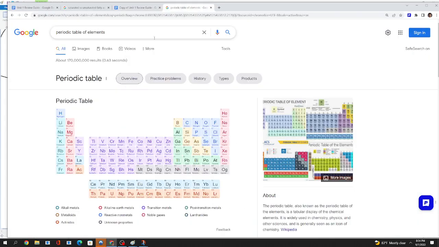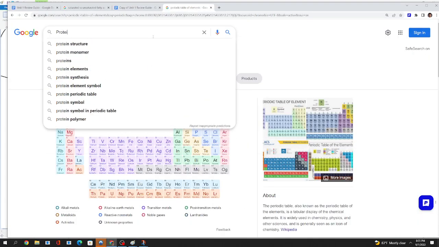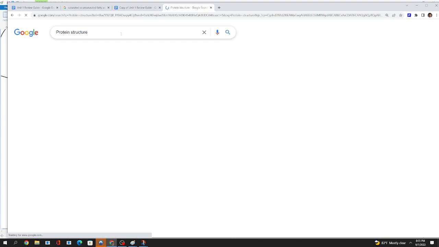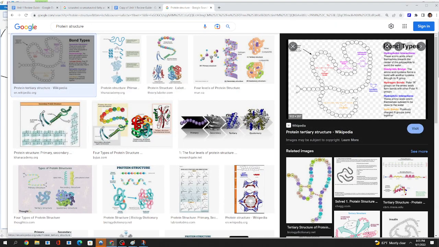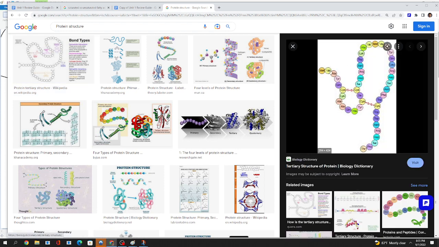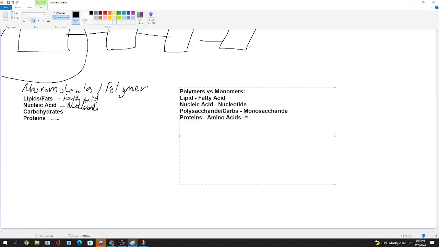Now I'm going to pull up every single one of these. A protein structure, primary level. Here's a perfectly good example. If I look at this protein, it has dot 1, 2, 3, 4, 5, 6, 7, 8. These little dots are the amino acids. These are the monomers of the protein, or the polymer. And proteins are connected with peptide bonds.